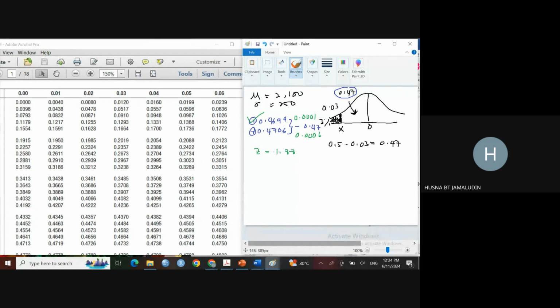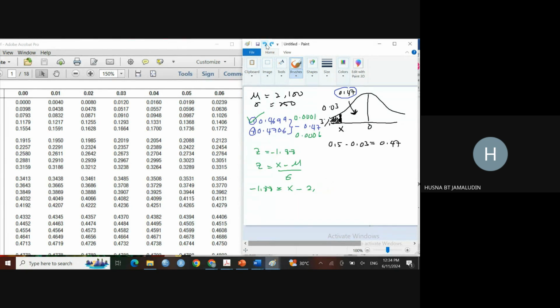So don't proceed with applying the formula. Check first. Is it on the left side or on the right side? The area is on the left, right? So your z value should be negative. Don't forget that. Now you can proceed with the z formula. What is the z formula? z equals x minus mu over sigma. Your z here is negative 1.88 equals x, which you don't know at the moment, minus your mu, 2100.